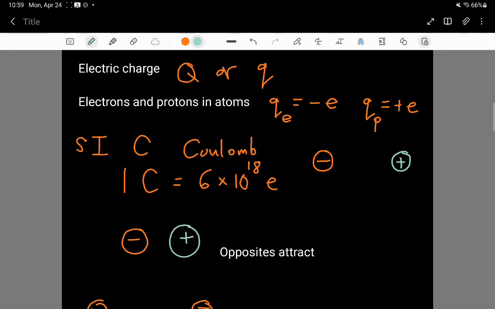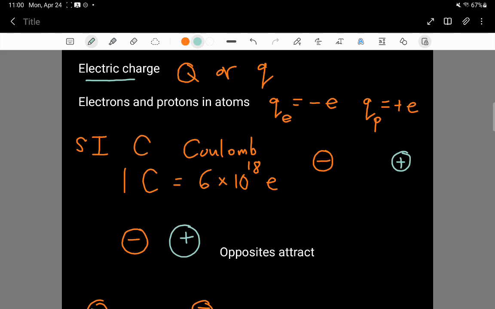Hi, this video is an introduction to thinking about electric charge and electrically charged objects. A symbol for electric charge, it's not the only symbol that people use, but it's the one that, for example, I saw in school, is either a capital Q or a lowercase q. I'm not sure why historically that was the symbol that got used.